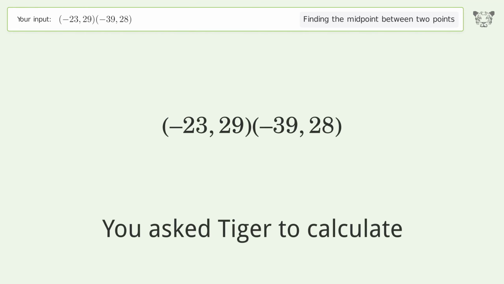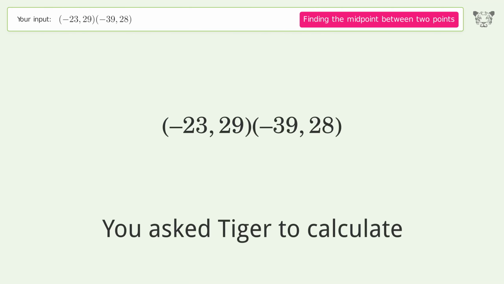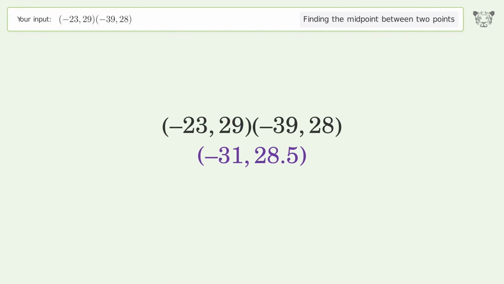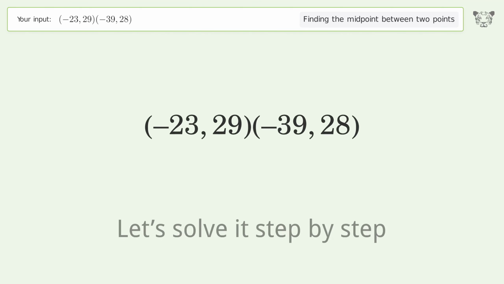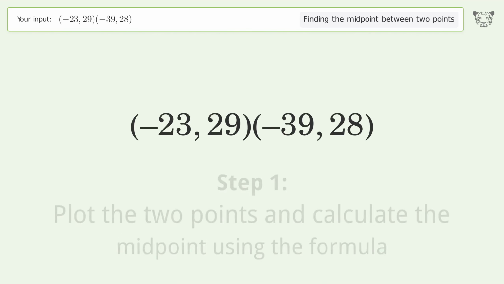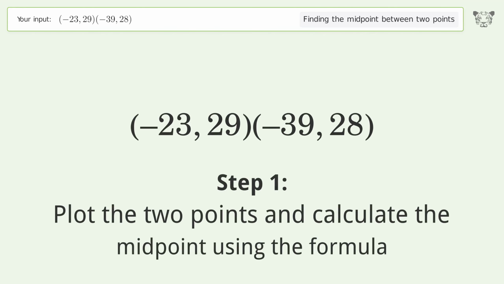You ask Tiger to calculate. This deals with finding the midpoint between 2 points. The midpoint between the 2 points is -31, 28.5. Let's solve it step by step. Plot the 2 points and calculate the midpoint using the formula.